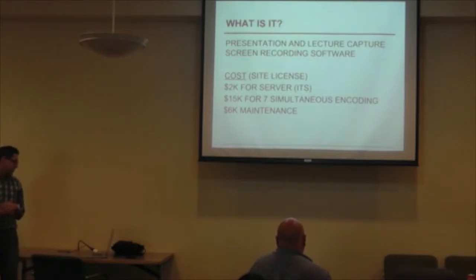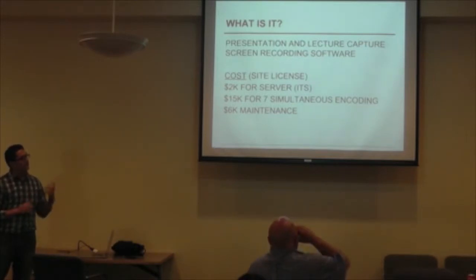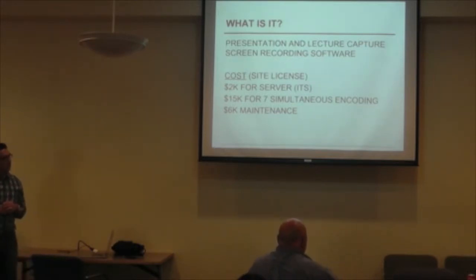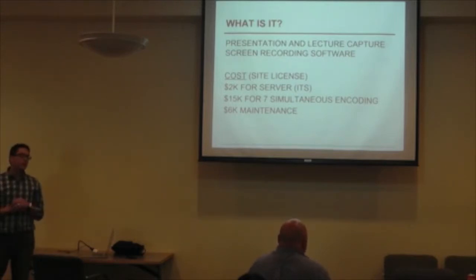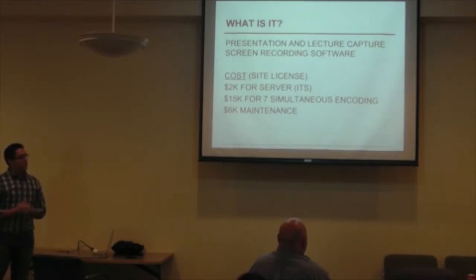This is just the breakdown for us. We have a site license, so 2,000 was for the server, which we purchased from our ITS department. 15 was from TechSmith. So we have 7 simultaneous encoding. So the idea is, if it's heavy use, we can encode up to 7 different videos, and the other ones just stay in queue and jump off from there. 6,000 is for the maintenance. So they take care of us on the back end, and also any support we need as well.